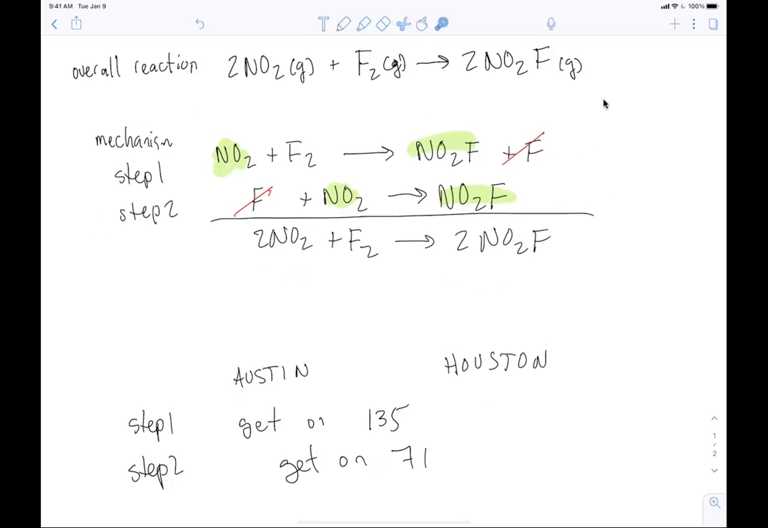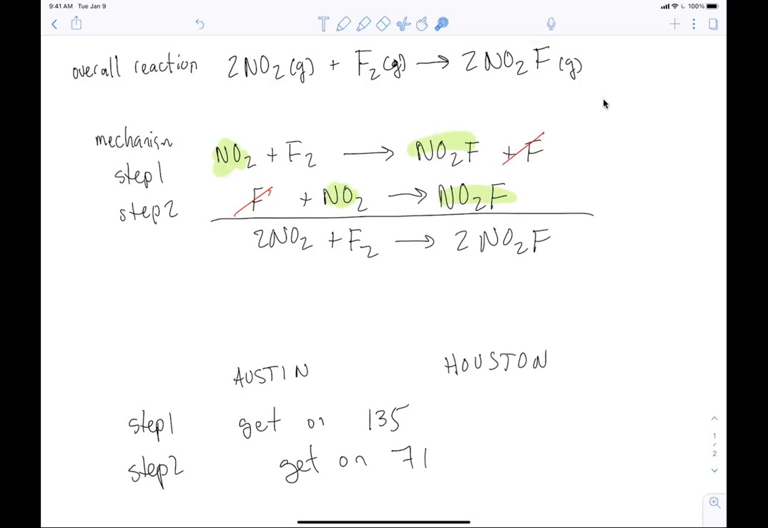But the same thing is true up here. I know that if I mix NO2 and F2 together, I'm going to end up with NO2F. But how do I get there? In the mechanism, you can think about it in these terms. In step one, an NO2 molecule collides with an F2 molecule. This collides with this and produces NO2F, and it spits out a fluorine atom. And then in step two, that fluorine atom collides with another NO2 and spits out an NO2F. So those are the actual steps that are happening.